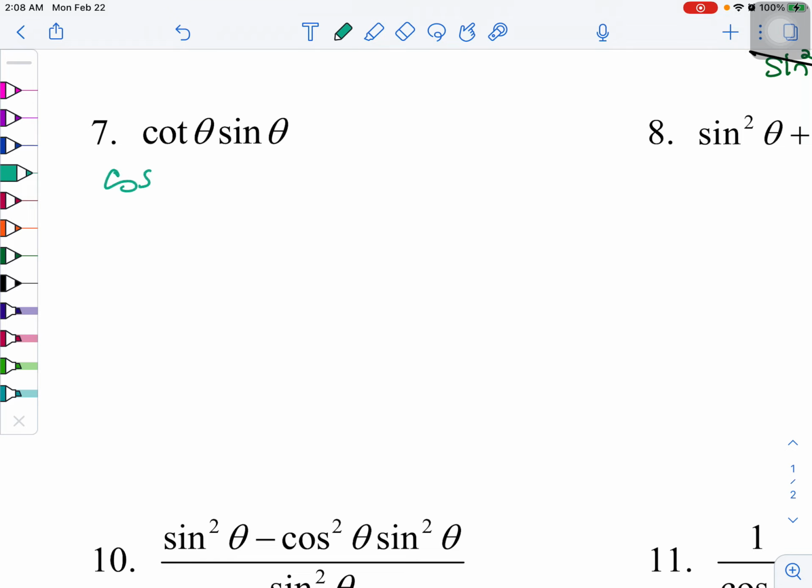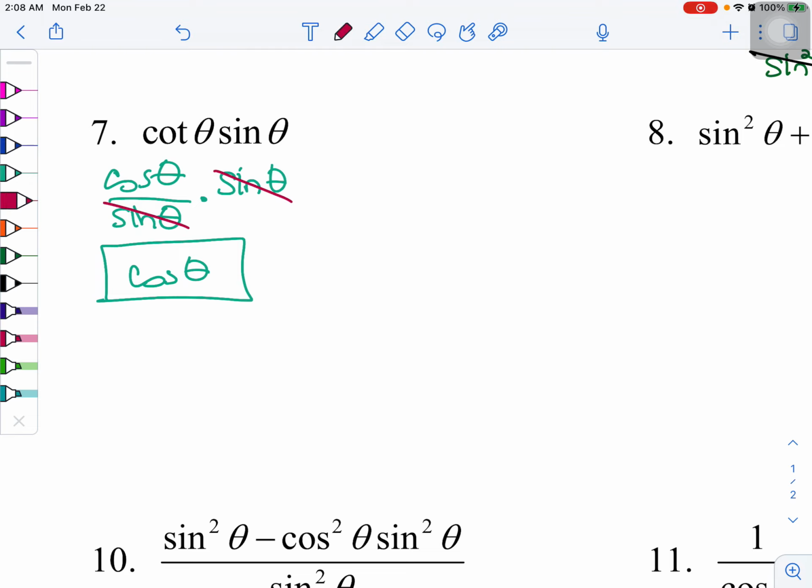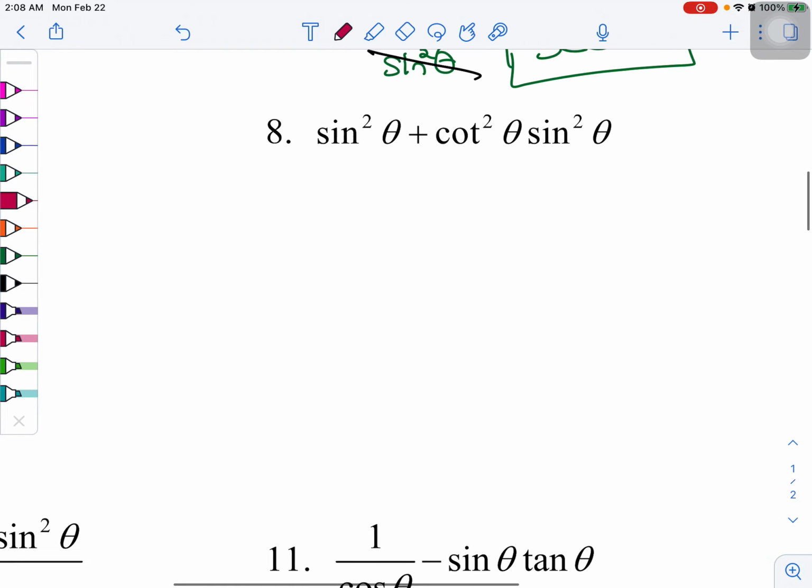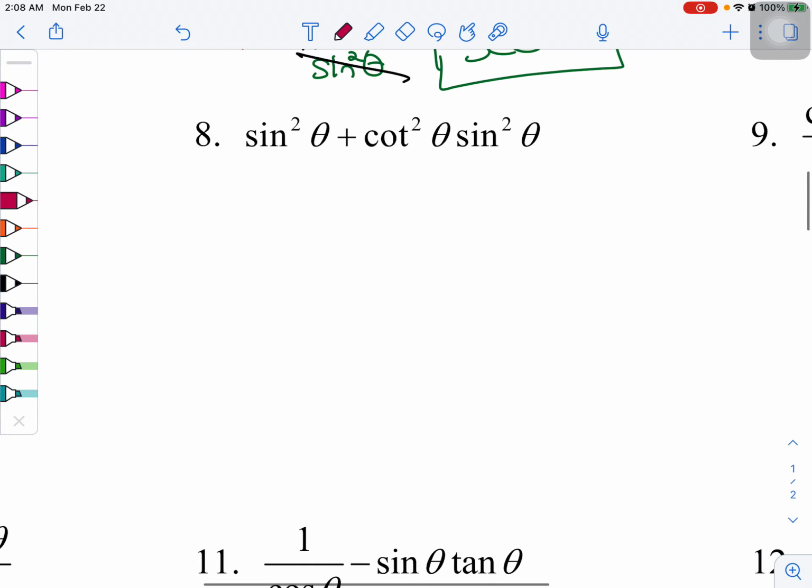So let's get into problem number 7 here. I'm going to replace cotangent with cosine theta over sine theta. And I'm going to multiply that times sine theta. The two sine thetas will cancel, and all that's left is cosine of theta. Sometimes they're pretty easy, and problem number 7 is a good example of a pretty straightforward simplification. Problem number 8, on the other hand, maybe not quite as straightforward.